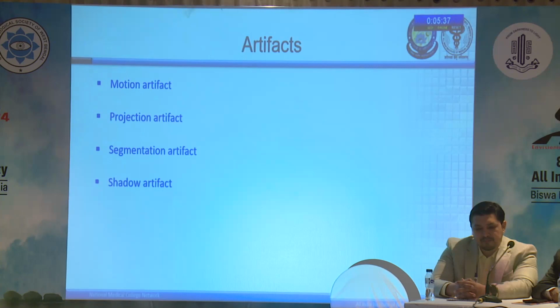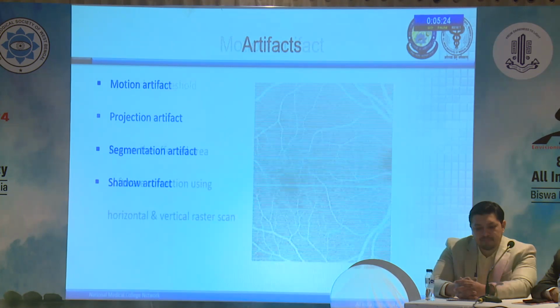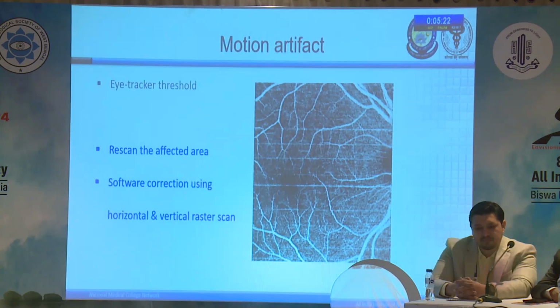Now different artifacts can occur in OCT angiography because it's a very sensitive tool. It will be affected easily by any movement of the eye, and there are other artifacts as well. So coming to the motion artifact, it occurs because there is some movement. Although there is an eye tracker present in the majority of the machines, the movement may be outside the threshold of the machine, and small movements may still not be compensated.